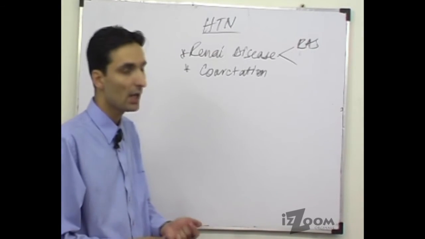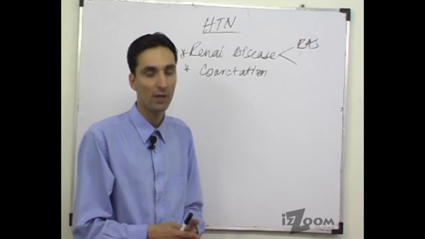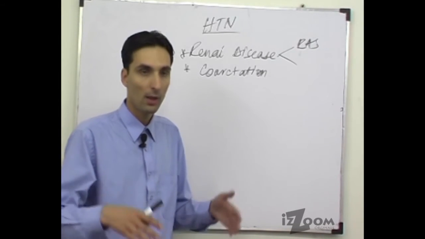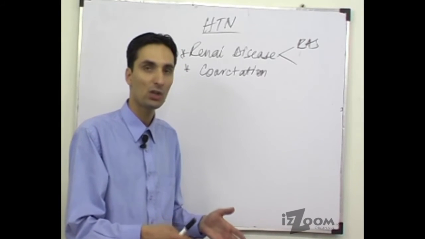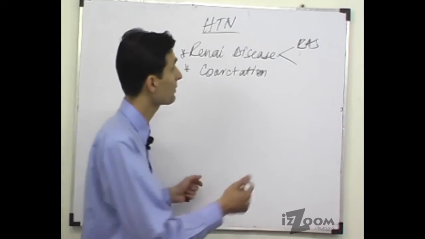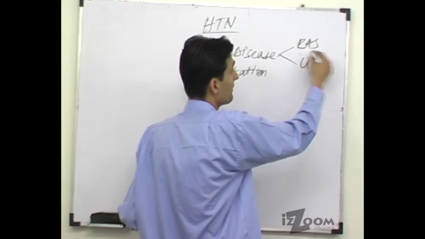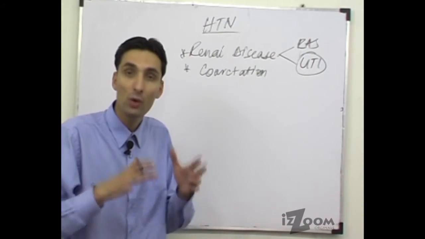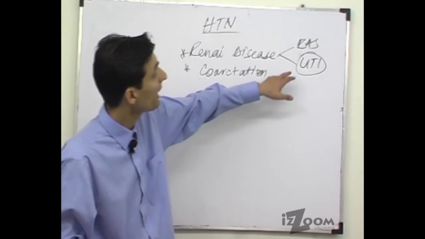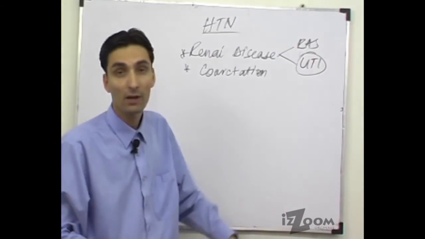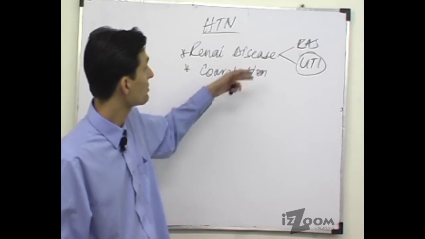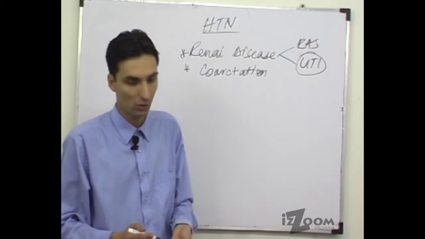In addition to that, you do a urinalysis, and you take the history from the patient. 25 to 50% of these patients will give you a history of urinary tract infections, due to urinary outflow obstruction, which has led to renal disease, which has eventually led to hypertension.